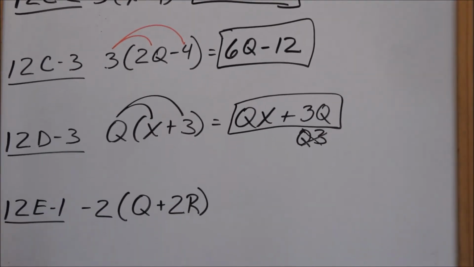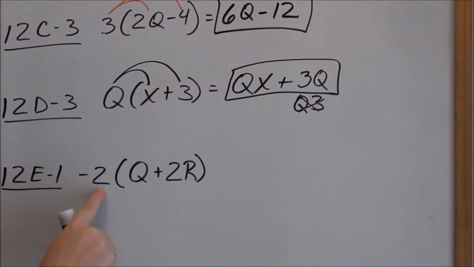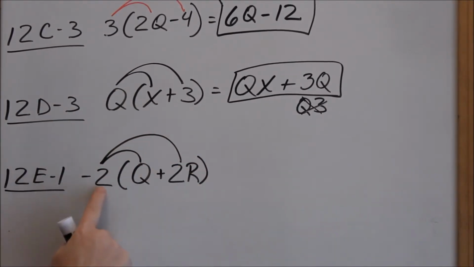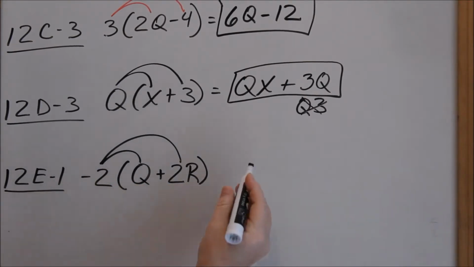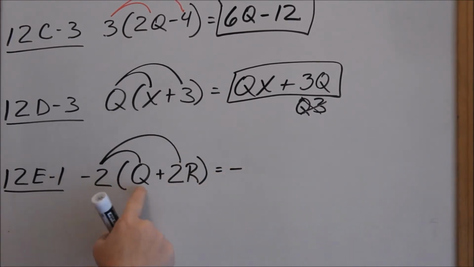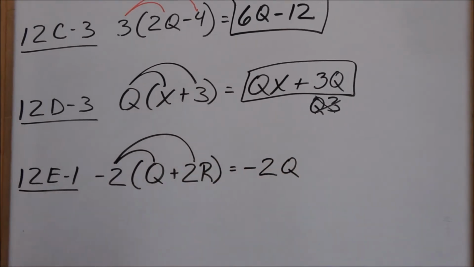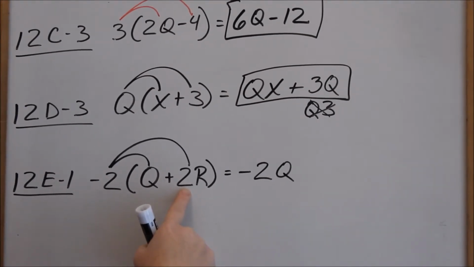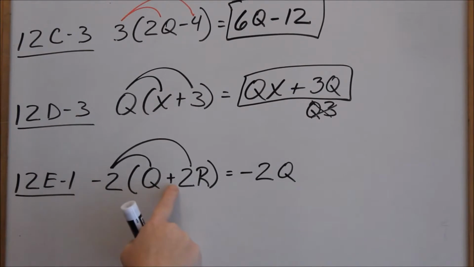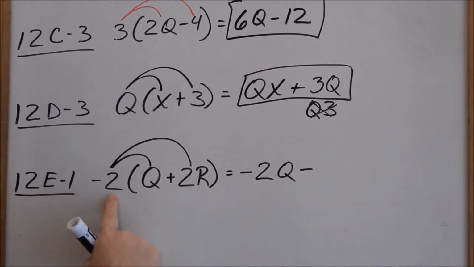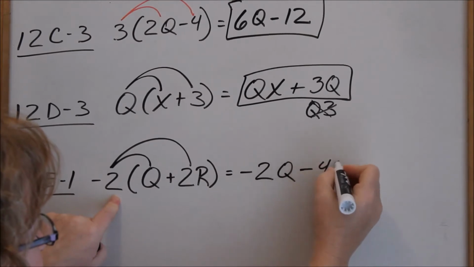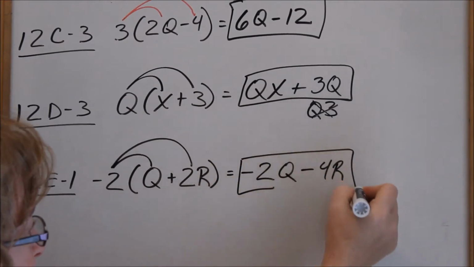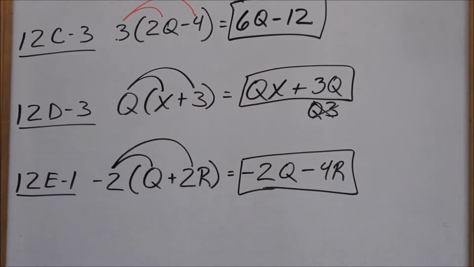Okay, now looking at 12E1, watch your negatives. You have a -2 in front, a -2 times everything, so watch your signs. A -2 times a positive q: a negative times a positive is a negative, and 2 times q, 2q. Now a -2 times a +2r. You multiply numbers to numbers and letters to letters. A negative times a positive is a negative. 2 times 2 is 4, and then you still have the r. And you can't add q's to r's. You can only add q's to q's, r's to r's, a's to a's, b's to b's.